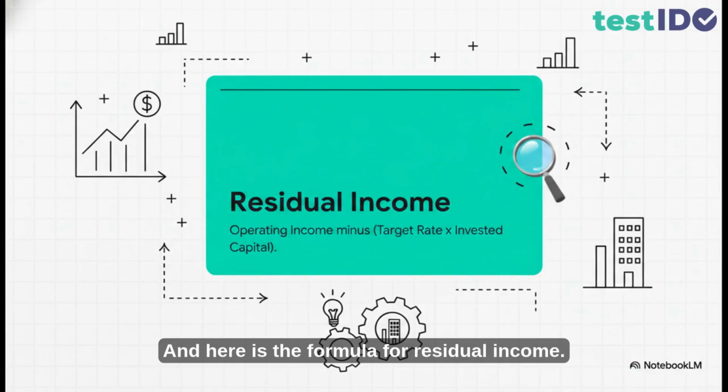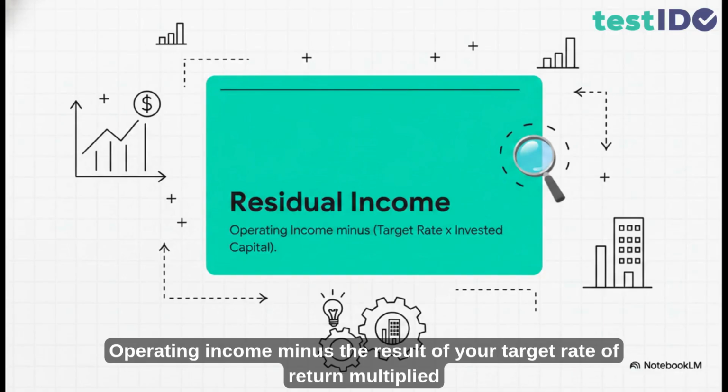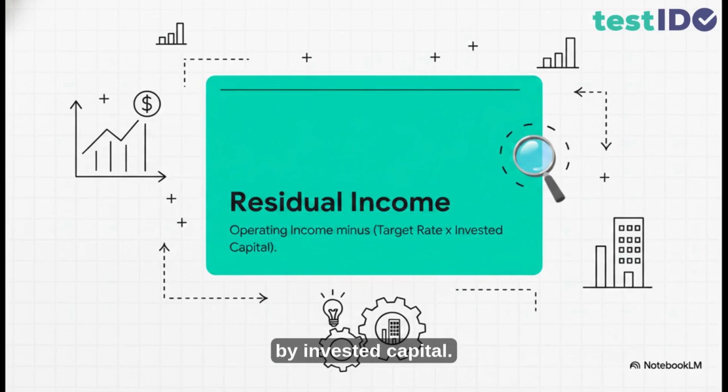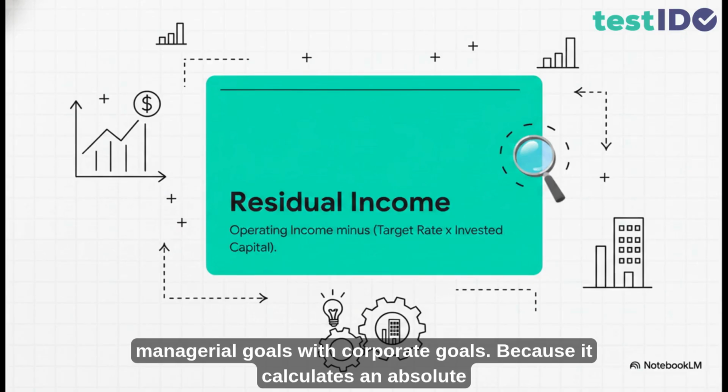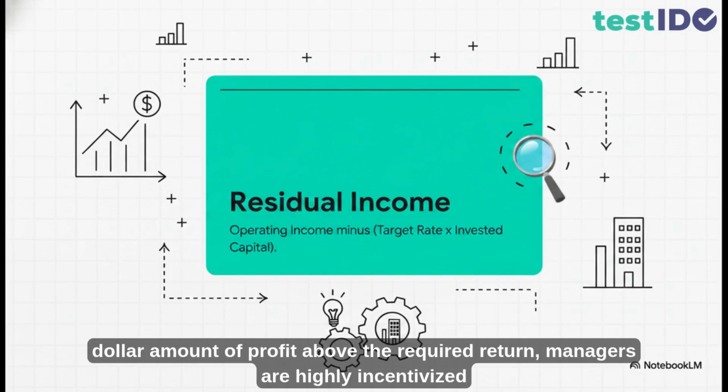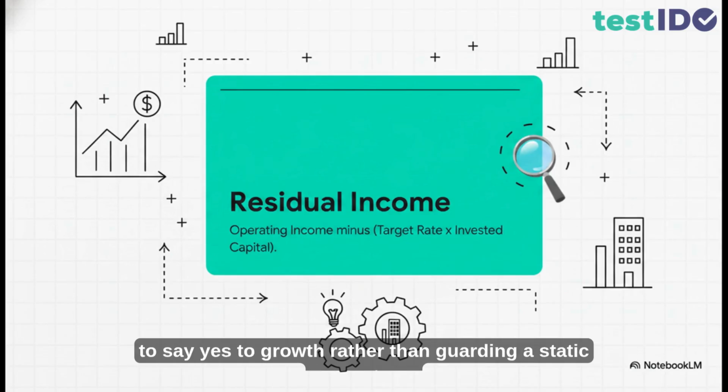And here is the formula for residual income. Operating income minus the result of your target rate of return multiplied by invested capital. This beautifully illustrates exactly why this calculation aligns managerial goals with corporate goals. Because it calculates an absolute dollar amount of profit above the required return, managers are highly incentivized to say yes to growth rather than guarding a static percentage.